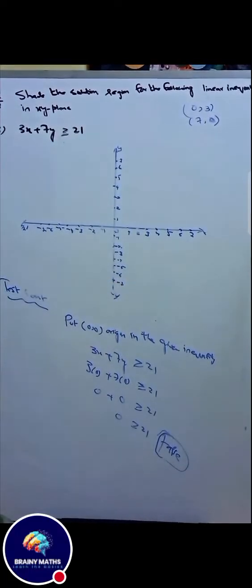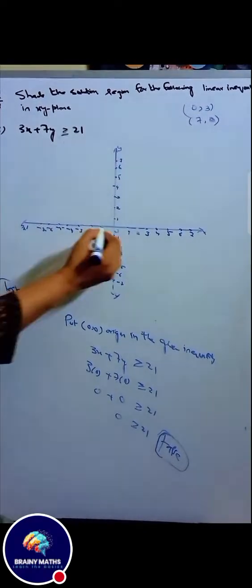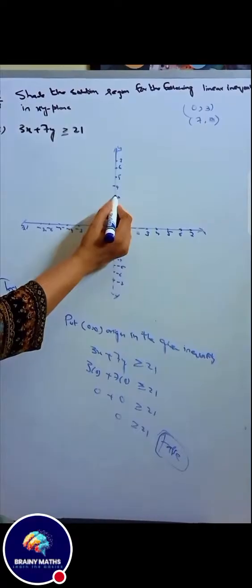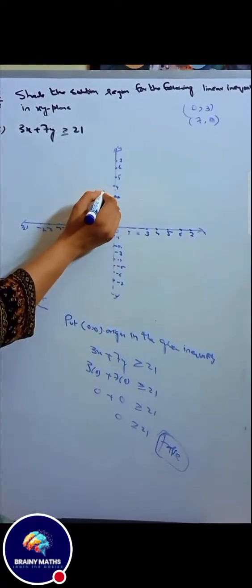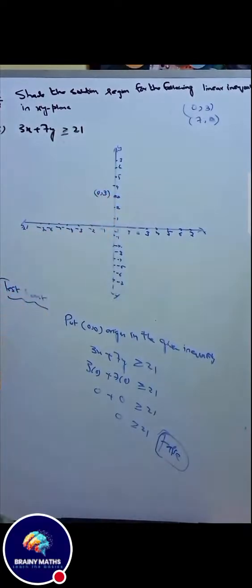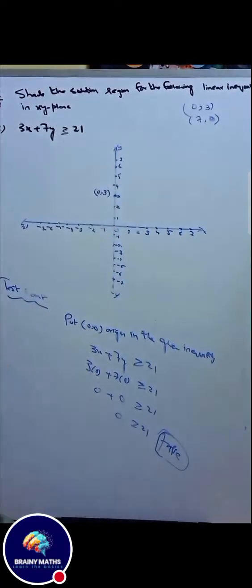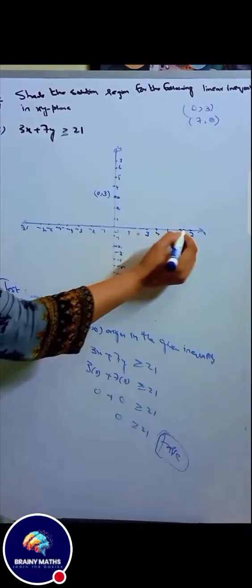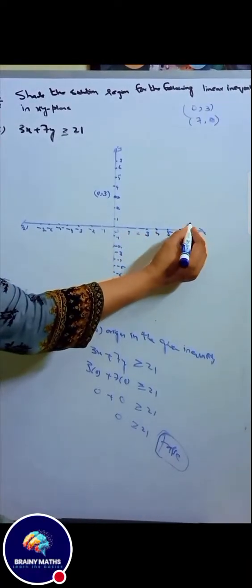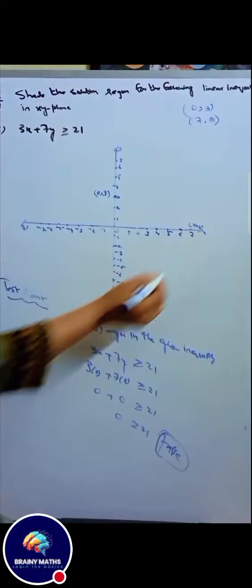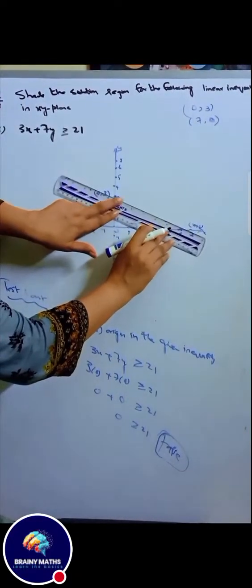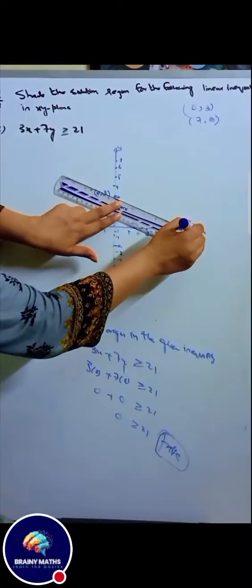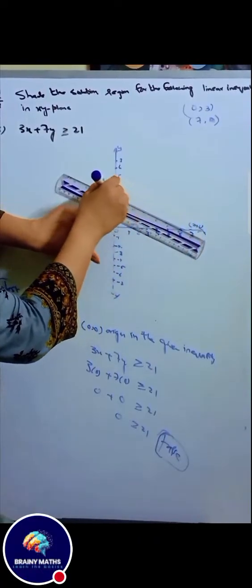Now, I will represent this. x is 0, y is 3. It must be here. This point is x is 0, y is 3. Next is x is 7, y is 0. Now by joining these 2 points, it's a straight line.